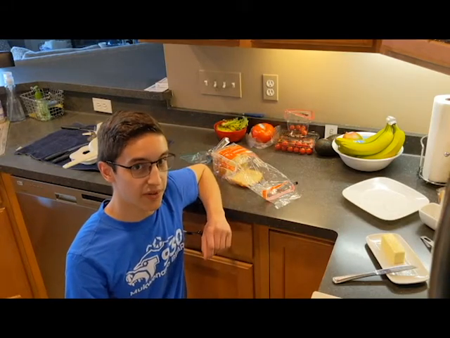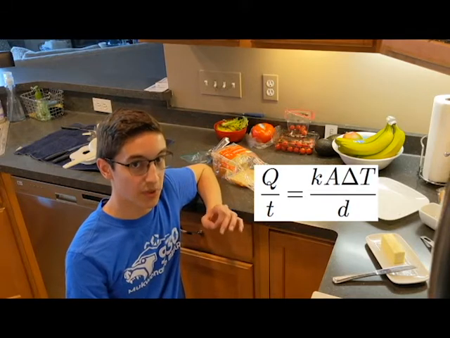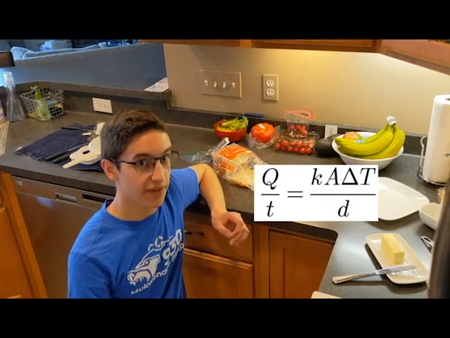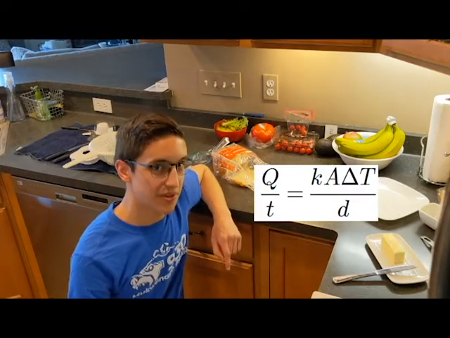We can calculate the rate of transfer using this equation, where Q over T is the rate of transfer, K is the thermal conductivity of the material, A is the area of the surface, D is the thickness of the material, and delta T is the change in temperature.